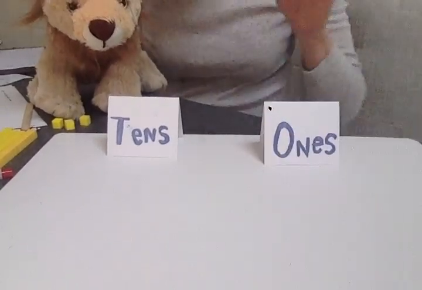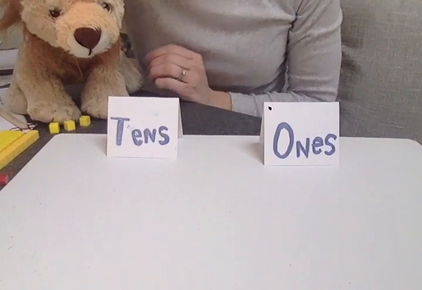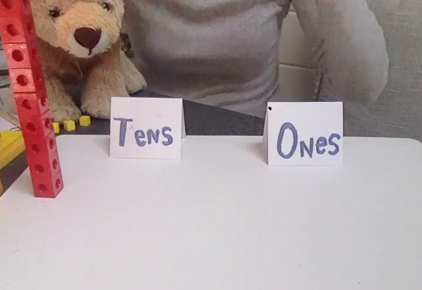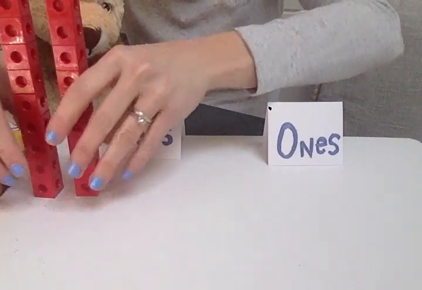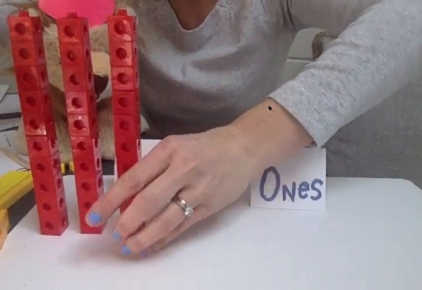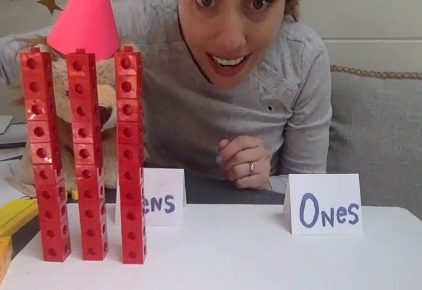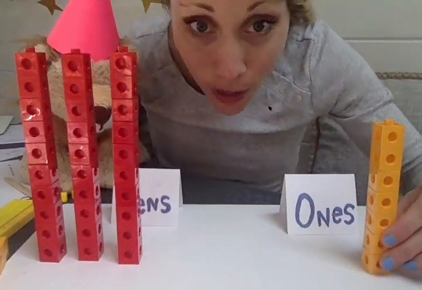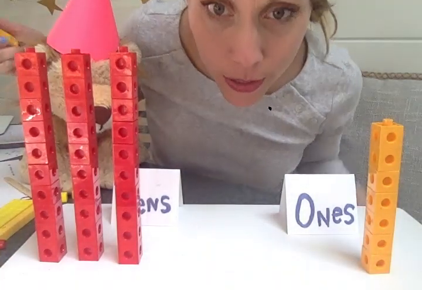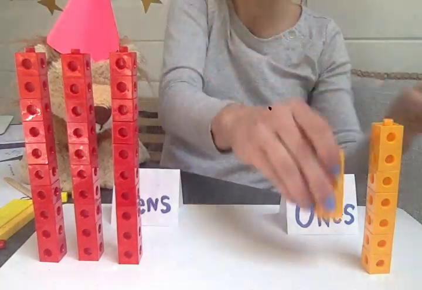Again, we're thinking about 37 plus 3. So let's first put up our 37. 37 is 3 tens and 7 ones, okay? I want to add 3. So which party are they going to go into? You got it. They're going to go over here in the ones party.